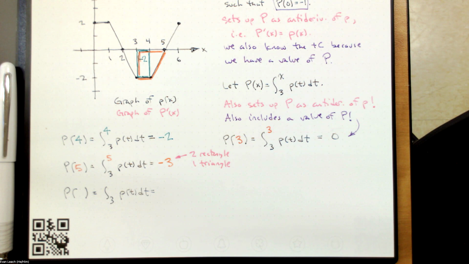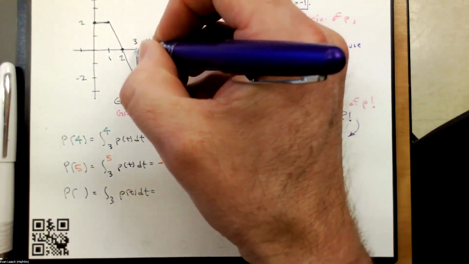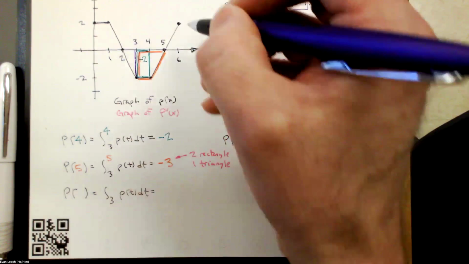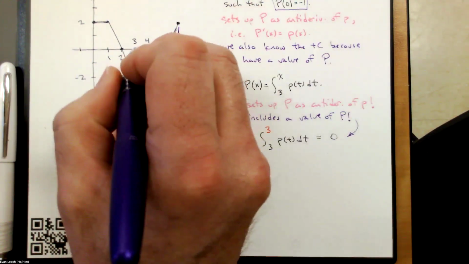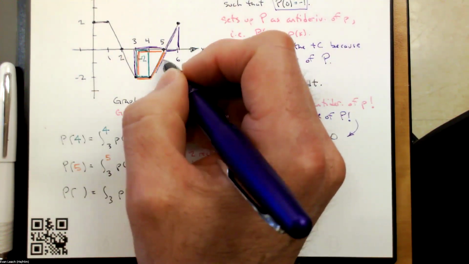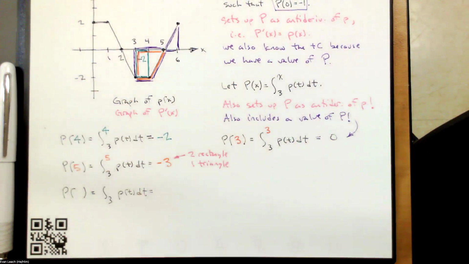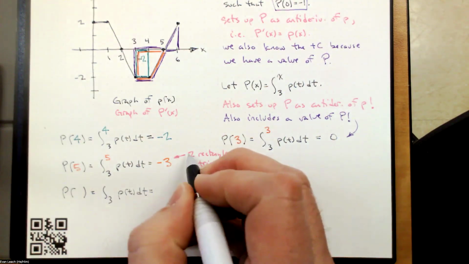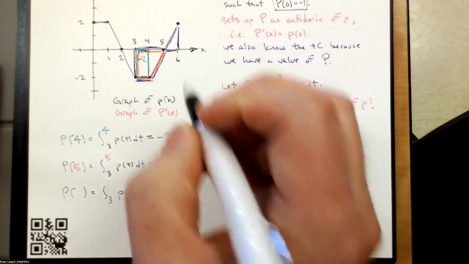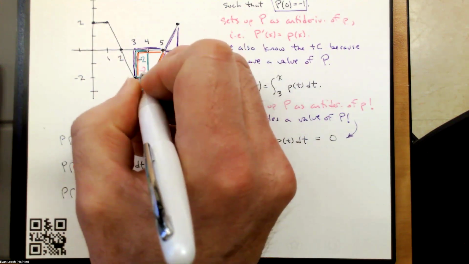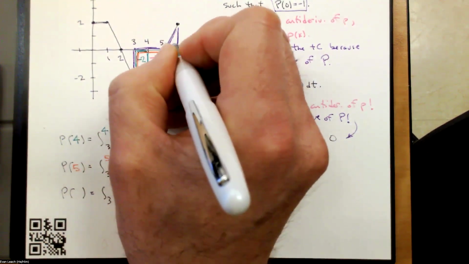If I want to find p of 6, I have to look at how much the area from 3 all the way out to 6. So not only do I want to start at 3, I want to end at 6. So I've got -2 for the rectangle, a -1 triangle, and then a +1 triangle. So there's a -2, this is a -1, and this is going to be a +1.